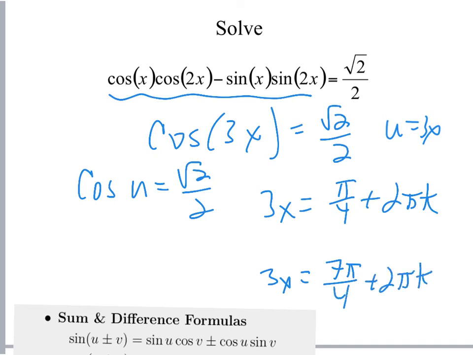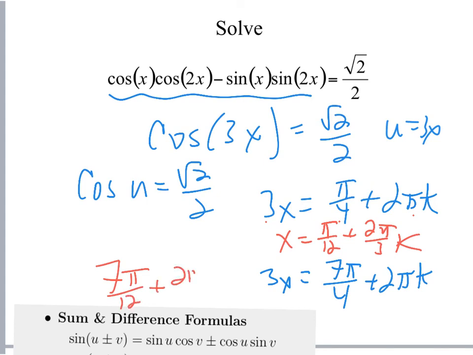I'm pretty sure I'm right here. So I'm going to divide by 3, divide by 3, divide by 3, or multiply by 1/3. So x equals pi over 12 plus 2 pi over 3 k. And the other one will be 7 pi over 12 plus 2 pi over 3 k. So there's the two sets of answers.